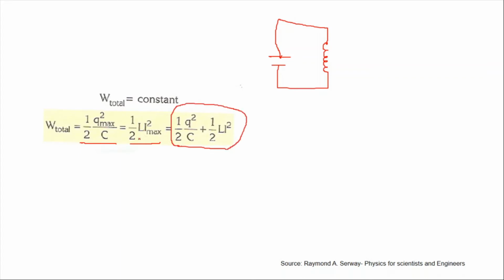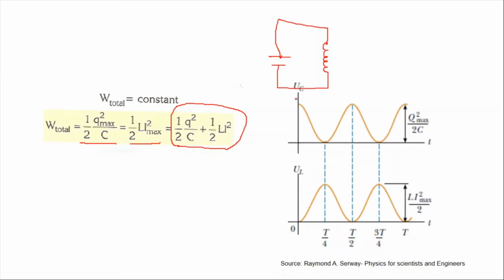The total energy is always constant. Let's show it with a graph. The energy in the capacitor will change with the time like this, and the energy in the inductor is going to change like this. When energy in the capacitor is maximum, in the inductor it's minimum. Once it becomes minimum or zero in the capacitor, it becomes maximum in the inductor. It is something like the oscillation of a pendulum again.